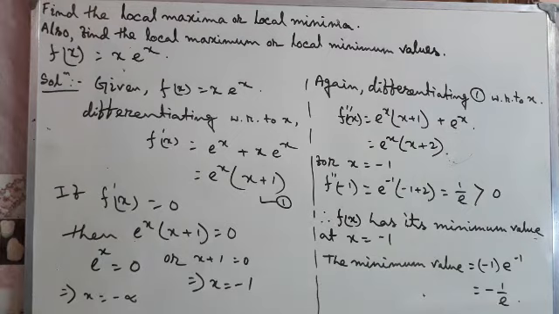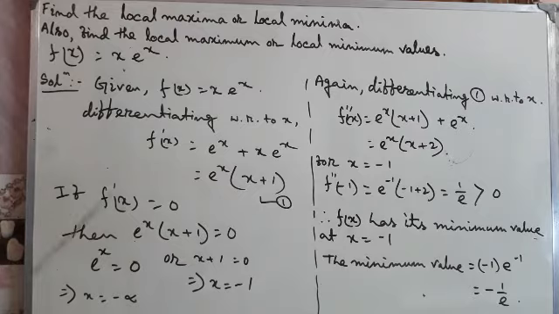Another problem: find the local maximum or local minimum values. This is the most important process in this chapter. The given function is f of x is equal to x times e to the power x. Differentiating both sides, the first order derivative f dash x is equal to this one.